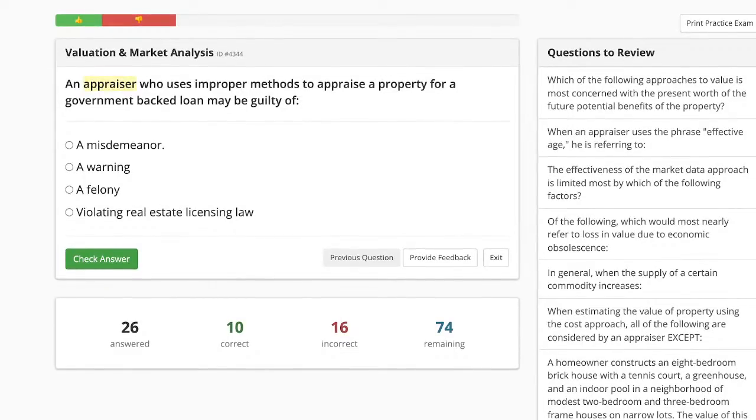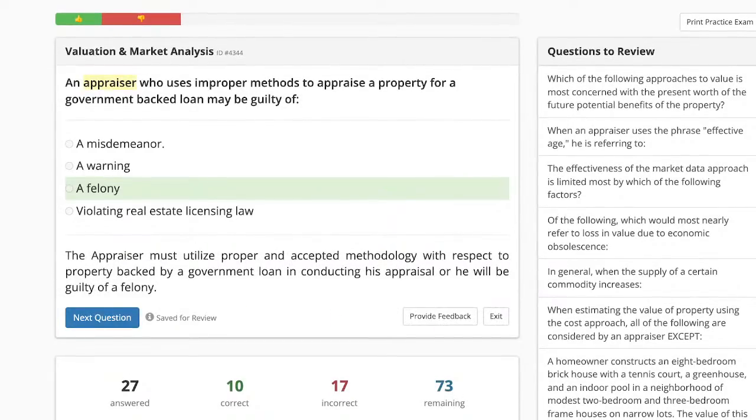And the answer is C, a felony. This is a federal government-backed loan. Moving right along.